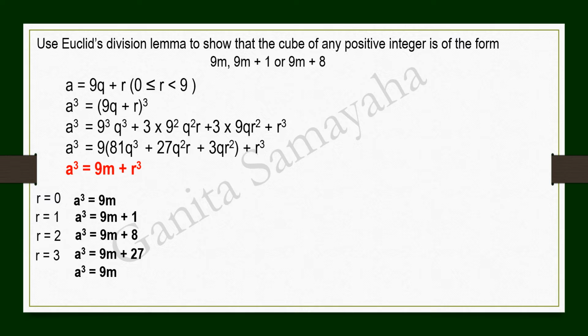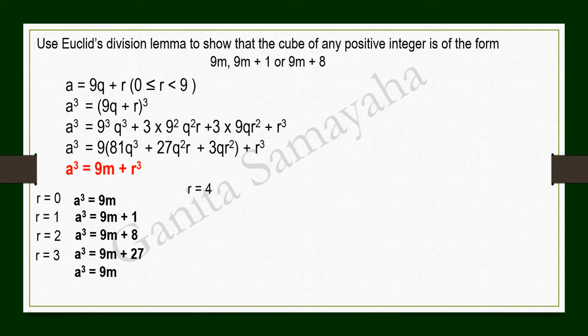9m plus 27. This is also 9 into 3. So you will have 9 into m plus 3. That m plus 3 is some integer m. Is it clear children? So when r is equal to 3, we have a cube is equal to 9m. Clear?